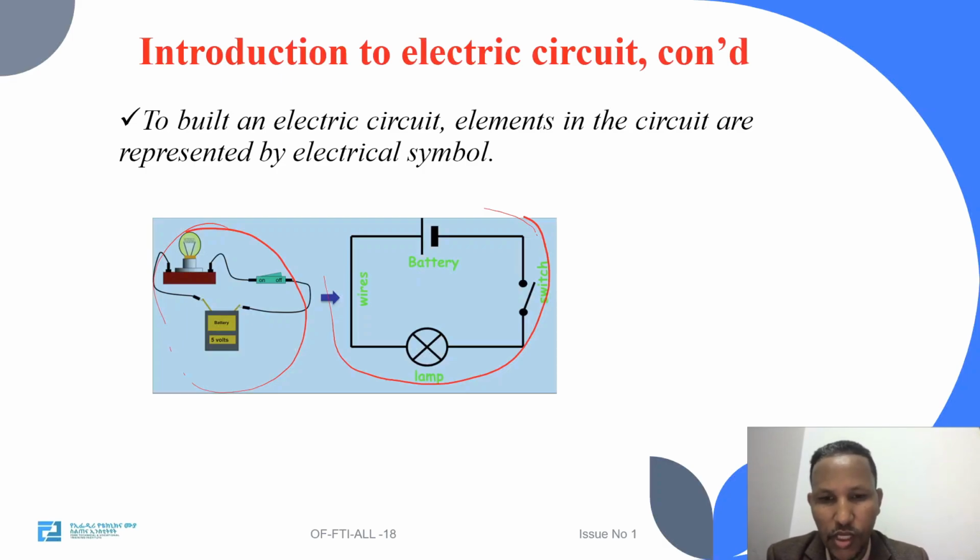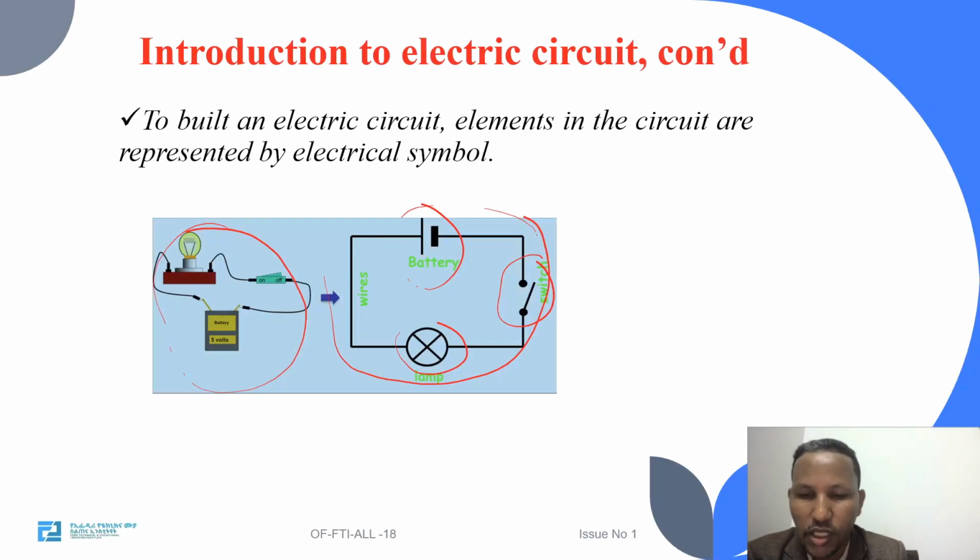As you can see here, the lamp is represented by this symbol, and the battery is represented by this symbol. This is the switch for controlling the flow of current. That means when you turn it on, the current will flow through the battery so that the lamp will glow. And when the switch is off, definitely the current will be interrupted, so there will not be light obtained from the lamp. So this is how the electrical symbols represent components.